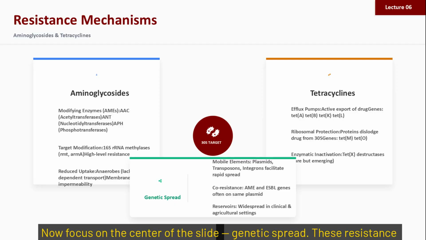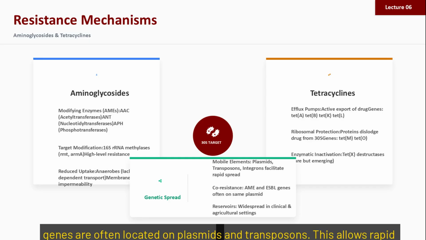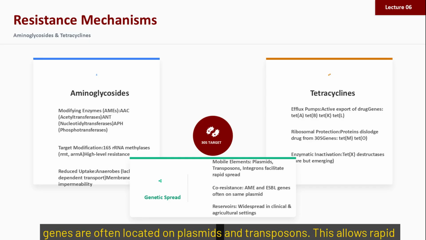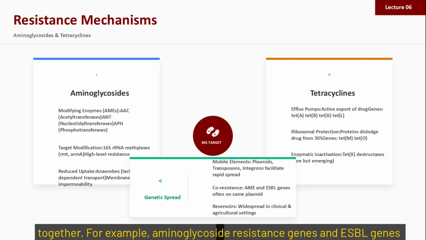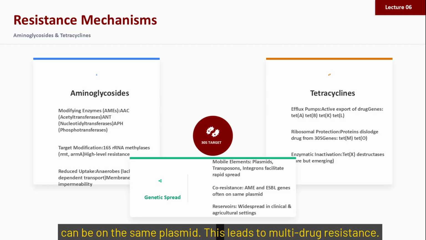Now focus on the center of the slide, genetic spread. These resistance genes are often located on plasmids and transposons. This allows rapid transfer between bacteria. Also remember, resistance genes for different antibiotics can be present together. For example, aminoglycoside resistance genes and ESBL genes can be on the same plasmid. This leads to multi-drug resistance.